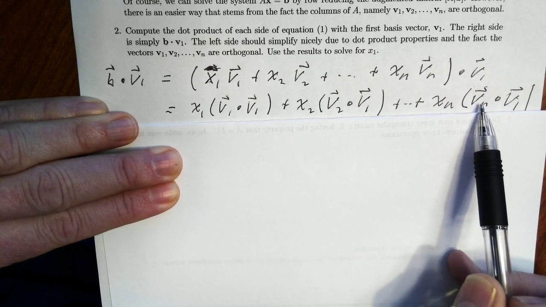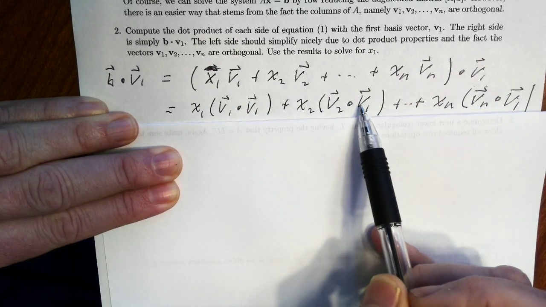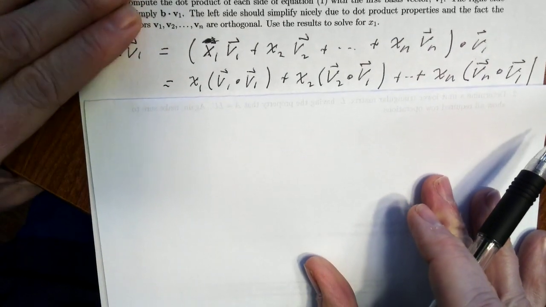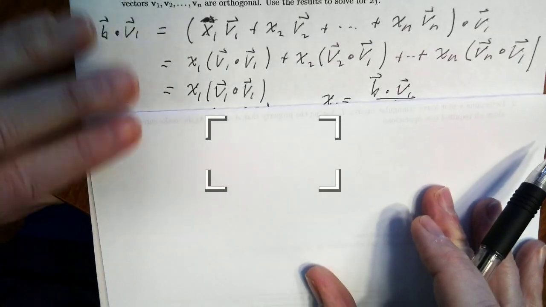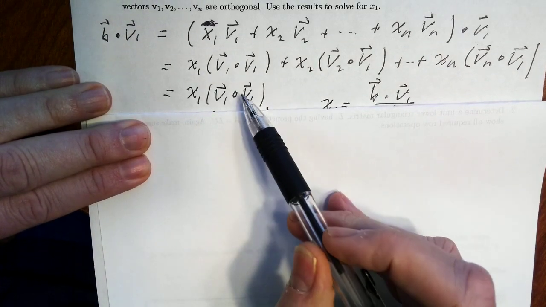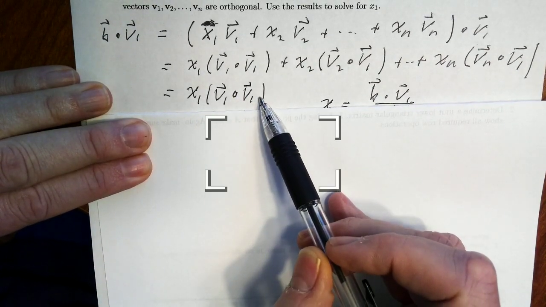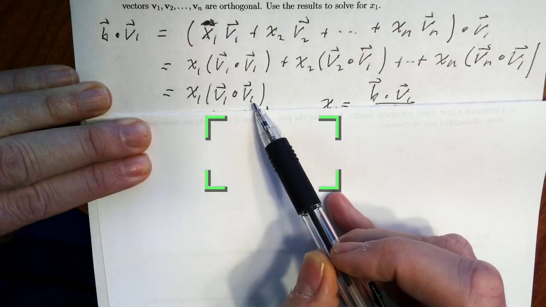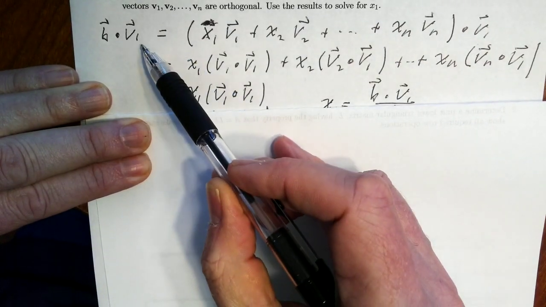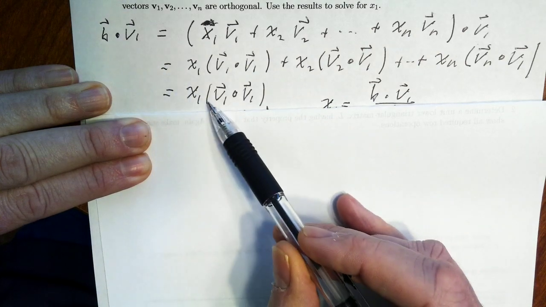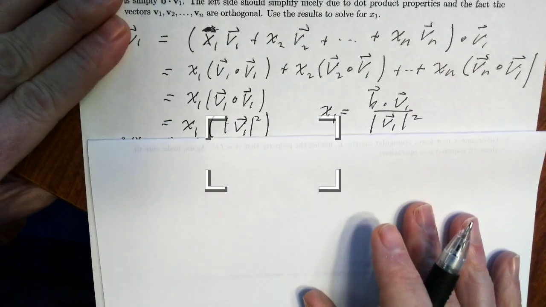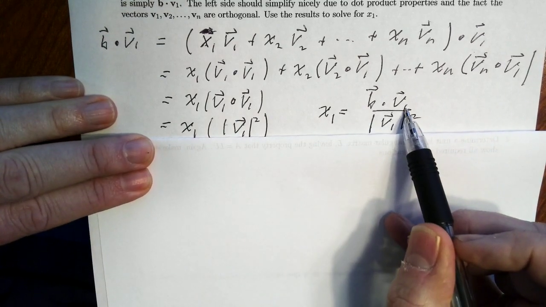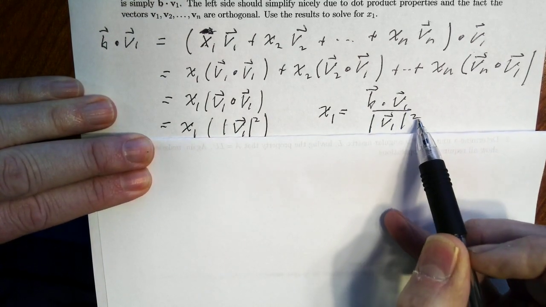So this dot product is zero. This dot product is zero, as are all the dot products between. That means that the only thing that's going to be left is x1, v1 dotted with itself. So if we solve this equation, x1 v1 dotted with itself equals b dotted with v1, if we solve it for x1, we get x1 equals b dotted with v1 over the length of v1 squared.